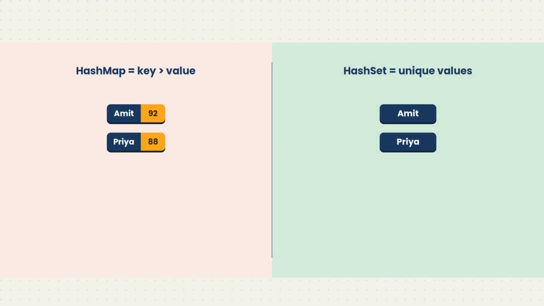The main difference is simple. A hash map stores key value pairs. A hash set stores only unique values. In Java, hash set is internally backed by a hash map, but as a user, we mainly use it when we only care about unique values.